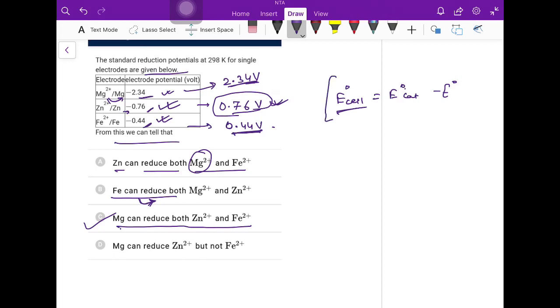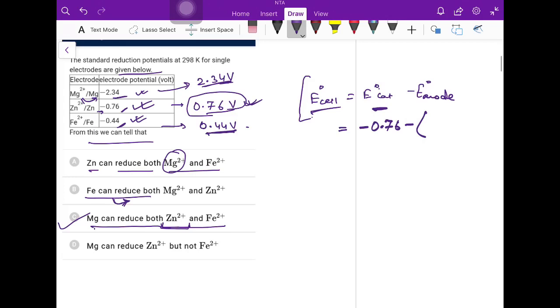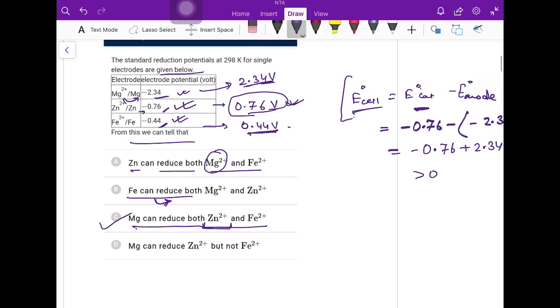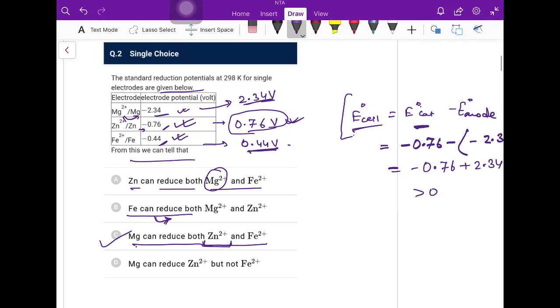So what I was telling about an alternate method, you can see E naught cell equal to E naught cathode minus E naught anode. So just use the values, like when Mg can reduce Zn2+. When Zn2+ gets reduced, it will be on the cathode, and it is minus 0.76 minus, and for E naught anode, magnesium is the anode, so it is minus 2.34. So overall we get a positive value. This is minus 0.76 plus 2.34 volts. So this is greater than 0 and E naught cell is positive, so this is a spontaneous reaction. So you can think in both ways and solve the given question.